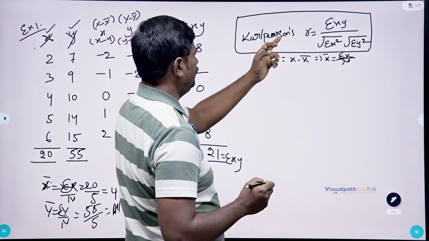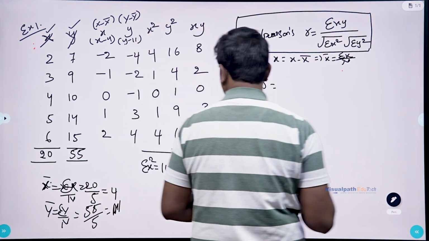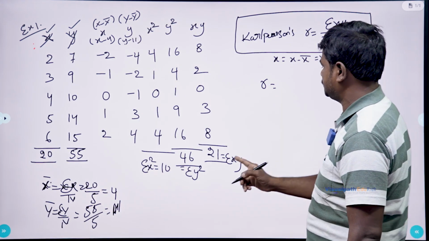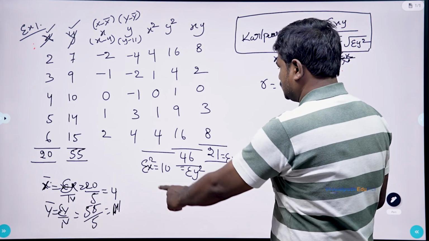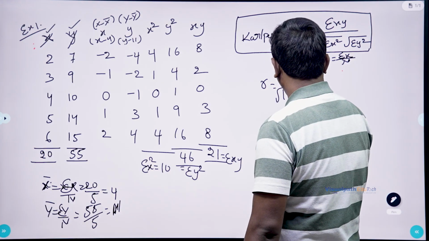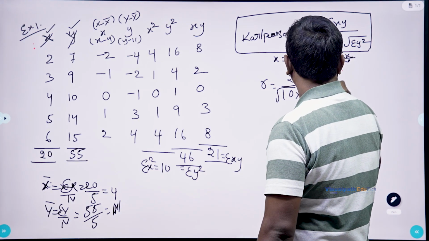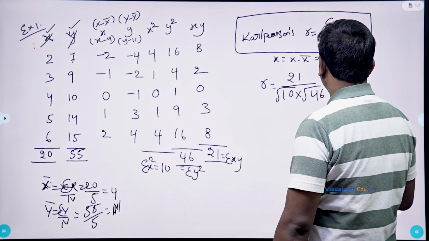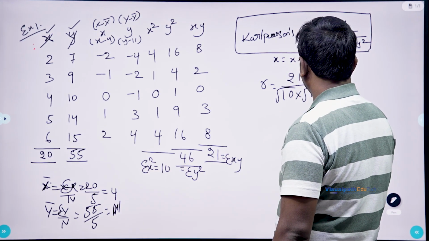Next, we need to substitute all the values in this Karl Pearson coefficient of correlation. R is equal to sigma xy, how much is it? 21 by root 10 into root 46. Then by simplifying this value, root 10 into root 46, we get 21 by root 10 into root 46.